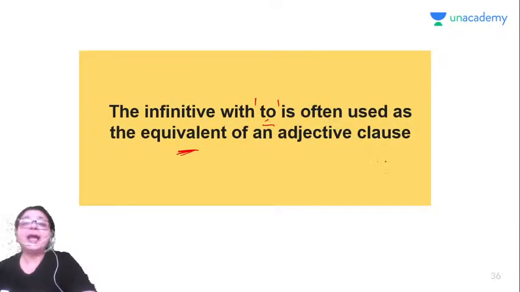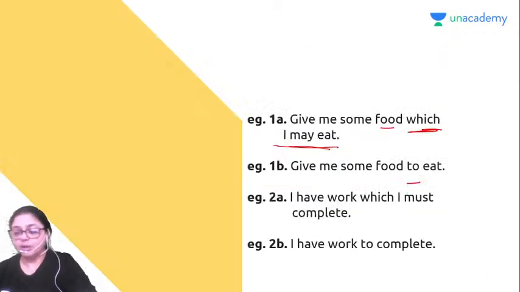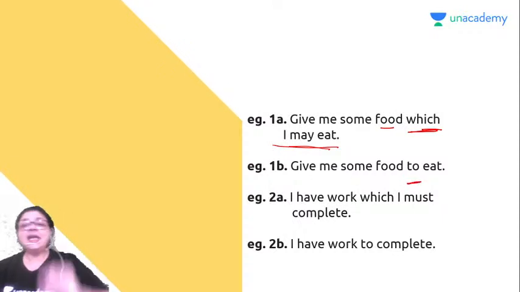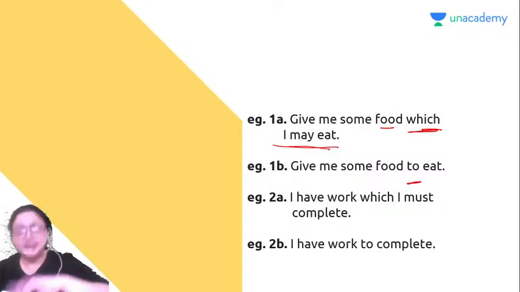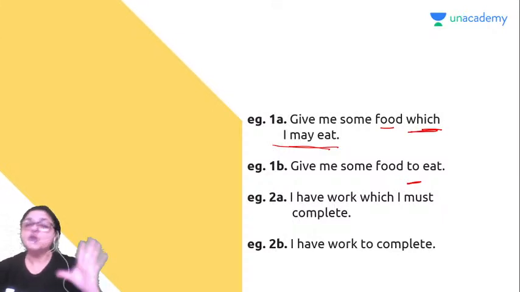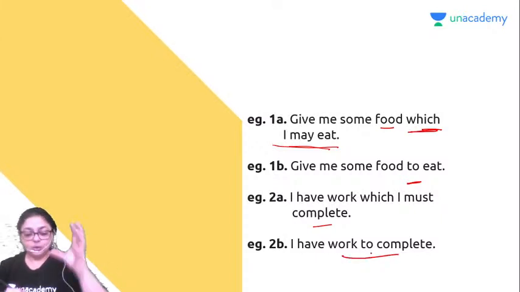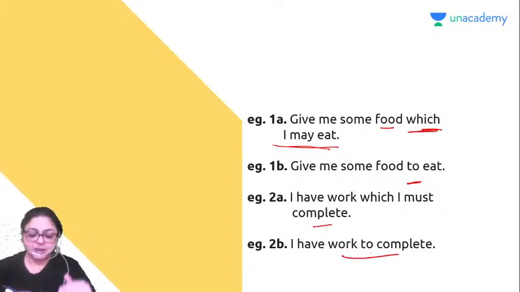As I said, infinitive with to is equivalent to an adjective clause. So my to over here is equivalent to which I may eat. So I can simply write to eat. Similarly, another example: I have work which I must complete. I can simply say, I have work to complete. Okay. So this is how we can change the sentences by just adding in to and keeping the meaning the same.